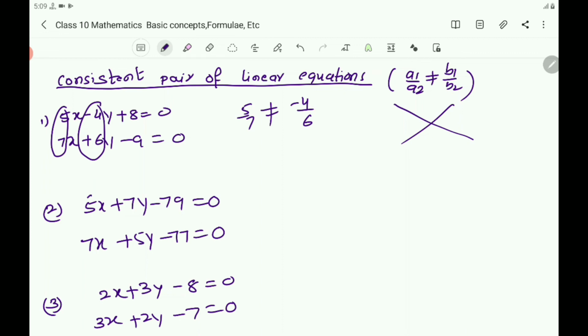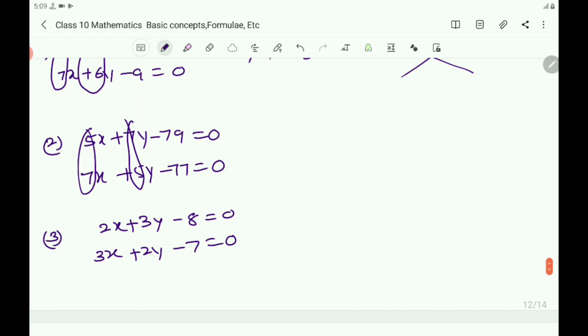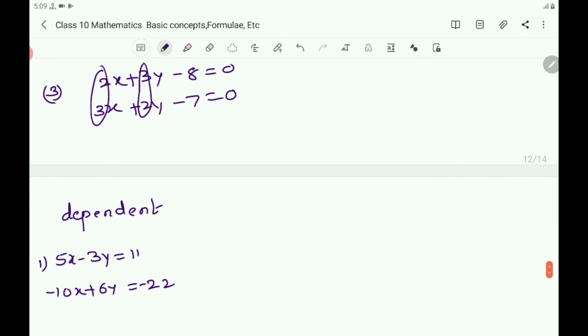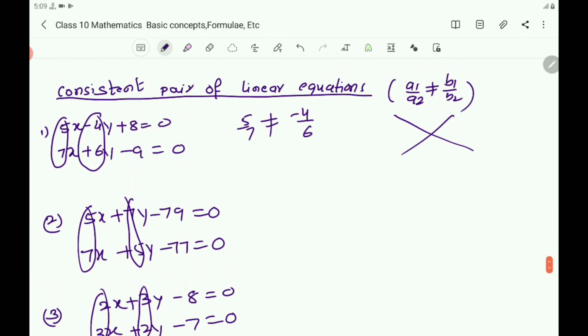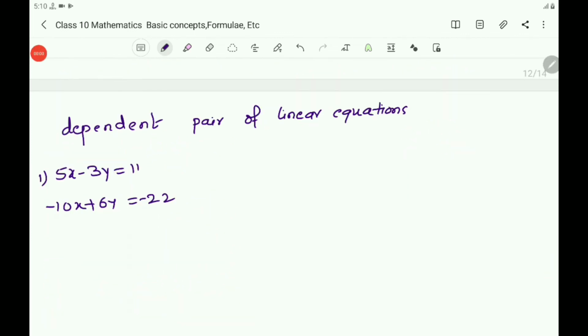Next here you see 5 by 7 is not equal to 7 by 5. Here only you can conclude they are a consistent pair of linear equations and they are intersecting lines having only one solution. Here also you see 2 by 3 is not equal to 3 by 2. This is about the consistent pair of linear equations. Next you take the dependent pair of linear equations. In the dependent pair of linear equations, all the ratios must be equal. Means they are coinciding lines and they are having infinite number of solutions.